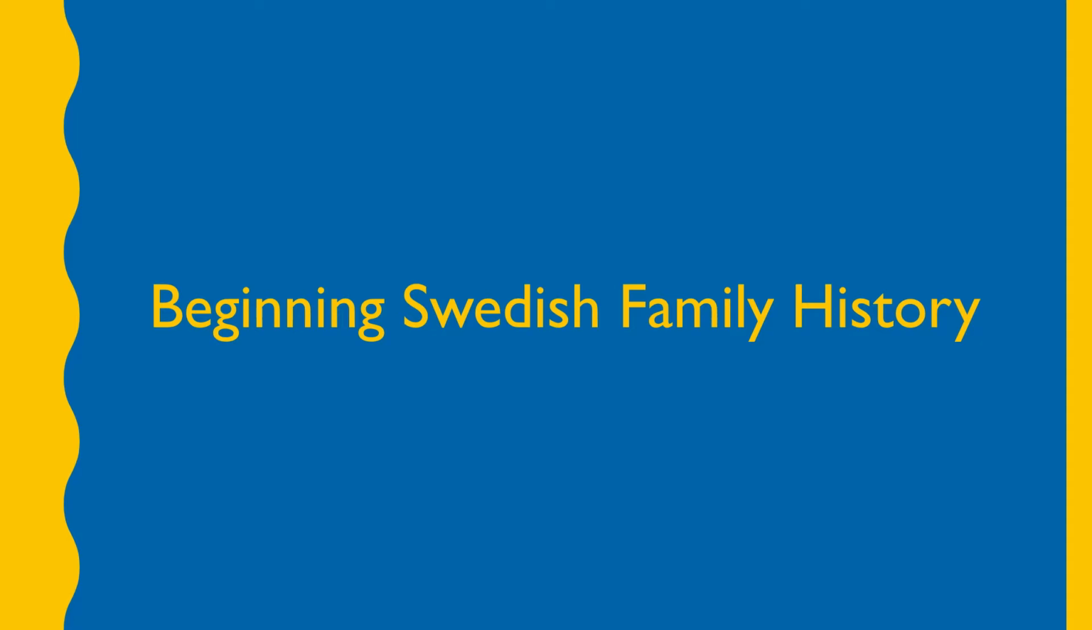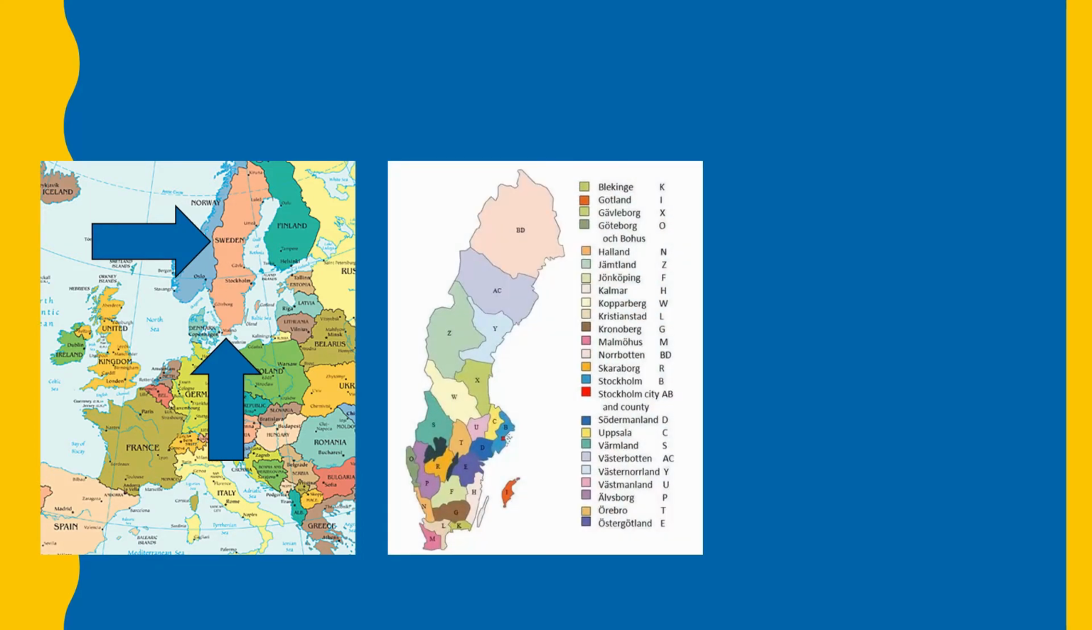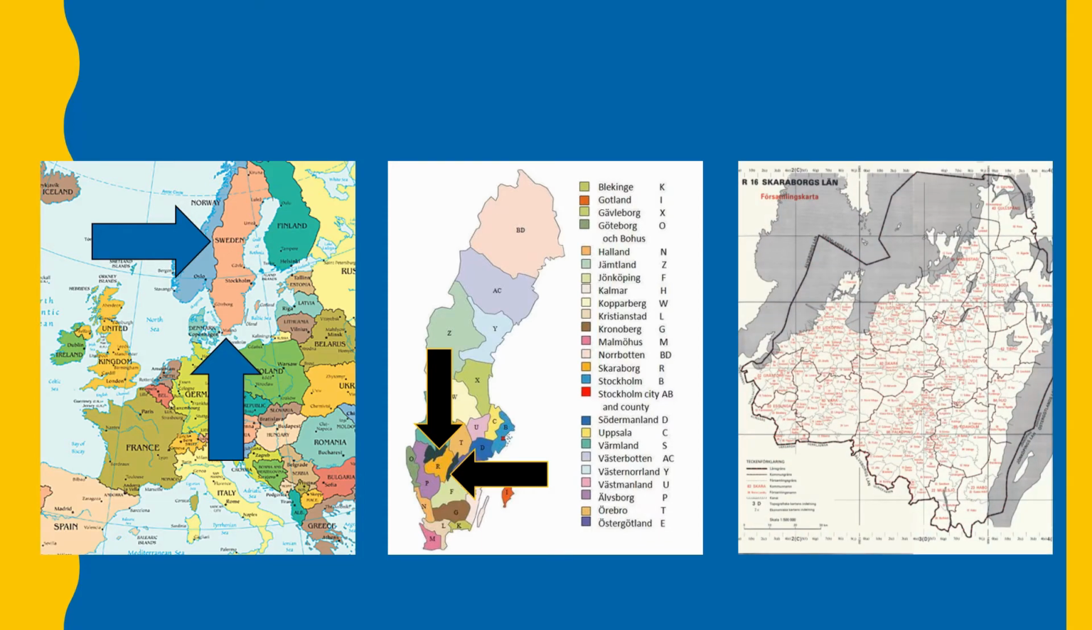So let's get started. If you didn't know where Sweden is, this is where Sweden is. It's in Europe. Sweden is broken up into a bunch of different counties, and these counties have changed over the years, some combining and stuff like that. The one that has the arrows pointed to is Skaraborg, and this is the one that I'm mostly going to be focusing on. And this is a picture of Skaraborg, and as you can see, there are a bunch of different parishes inside of Skaraborg.